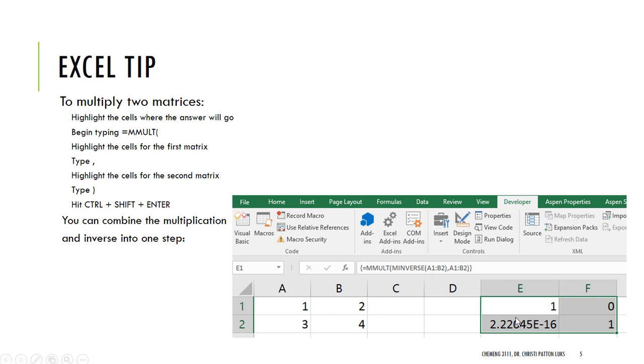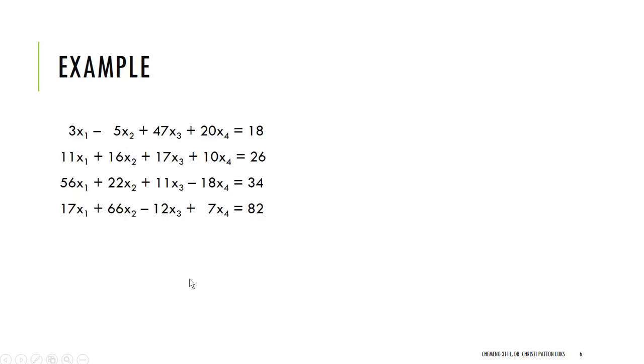You can combine these, so I've shown this here, that I can do the matrix product of the inverse of matrix A and the column matrix here. And so this is combining the two steps.